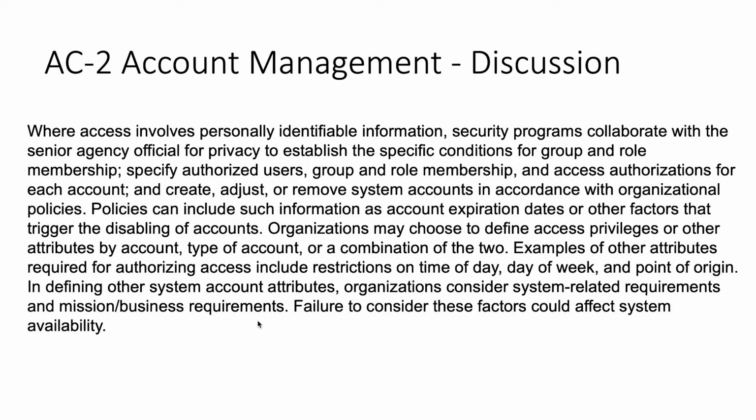Policies can include such information as account expiration dates or other factors that trigger disabling of accounts. What factors do we use to trigger that? We're going to have to use this information later to build this control out. Organizations may choose to define access privileges or other attributes by account, type of account, or a combination of the two. So we can build our privileges based on the account or the type of account, or combine them.